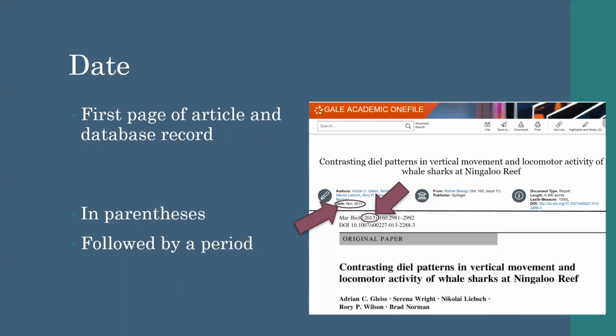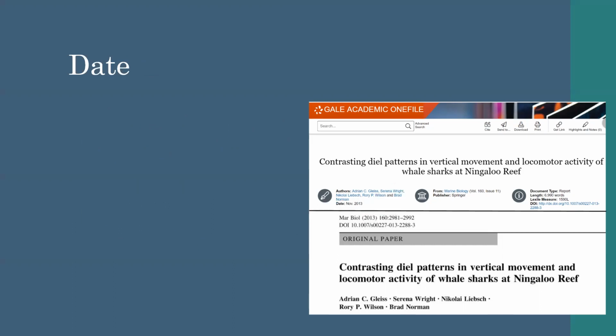The next piece of information in an APA journal article citation is the date of publication. You may need to look at both the first page of the article and the database to find the year of publication. The date is placed in parentheses and followed by a period. In our example, the date is written as open parentheses 2013, close parentheses, period.